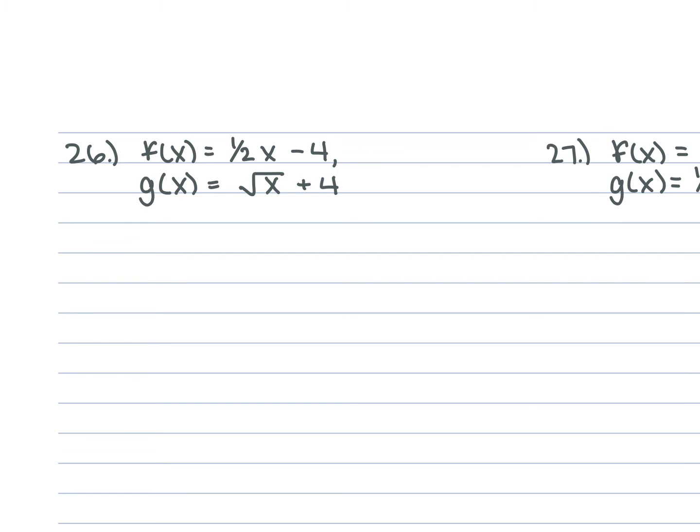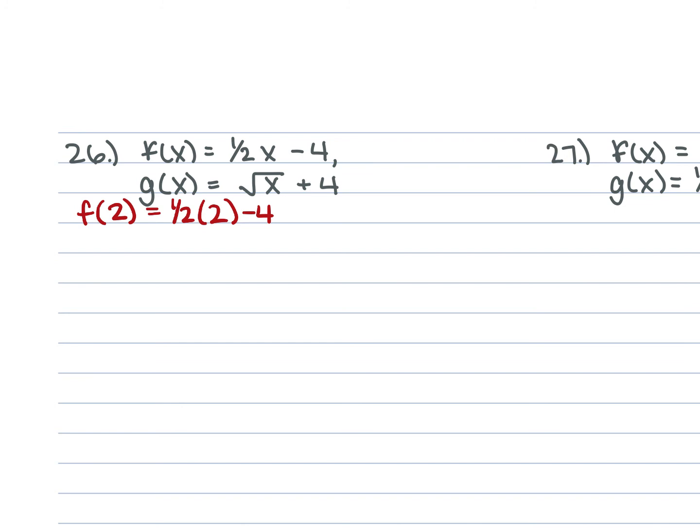Remember with these, if you take a number, let's say I want to do 2, and I plug it in for f of x, I'm going to have 1/2 times 2 minus 4. Whatever I get from this, I'm then going to plug in for x in g of x and simplify that. If you get the same thing once you simplify g of whatever as you plugged in for f of x, then you have inverses of one another.